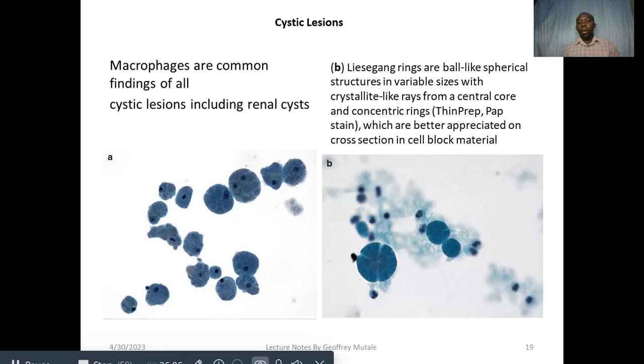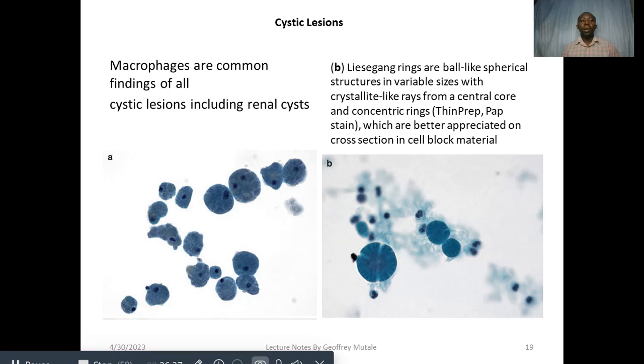And in our previous discussions about cystic tumors, we have encountered this. In a cystic background, to be very specific, we encounter a number of macrophages, and in the previous tutorials we've been looking at the foamy macrophages as a distinctive feature in a cystic background. So even in this case of renal FNA, we encounter some macrophages.